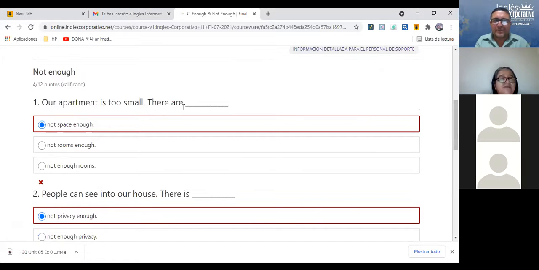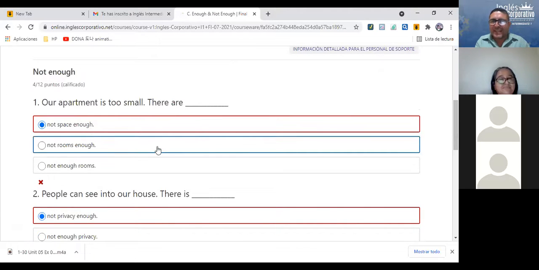Is that singular or plural? Plural, not rooms. Plural. And space is singular. Yes. So it doesn't match. So there are not enough rooms.